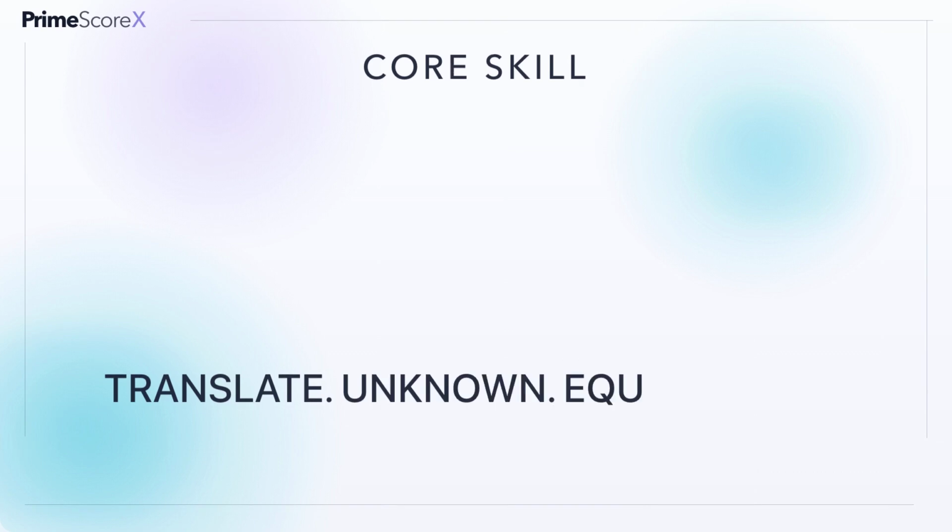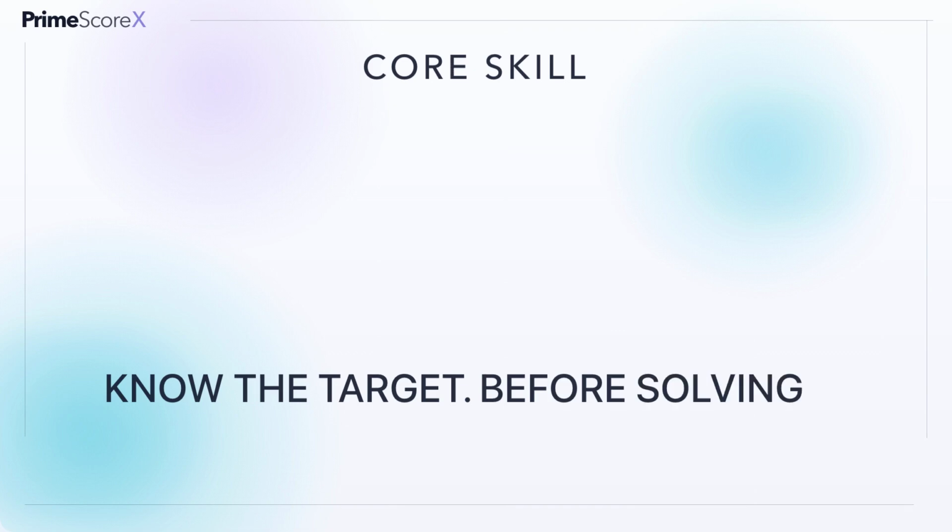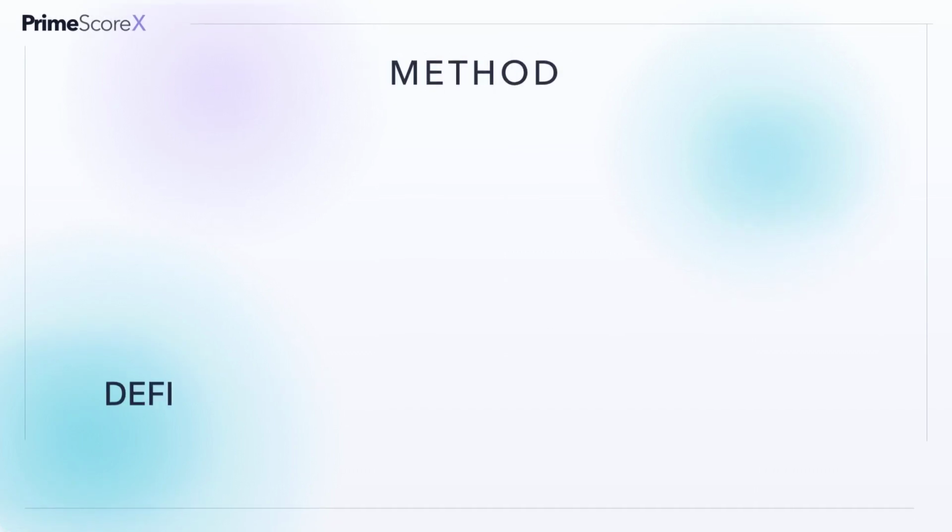For this lesson, keep 4 ideas active: translate, unknown, equation, and solve. These are the signals that tell you what kind of math the question is testing. When you can name the skill, you can stop guessing and start selecting the correct method. The first decision is always the target. Before you write an equation, use a calculator or apply a formula, ask what the question wants as the final answer. This small habit prevents one of the most common TEAS math mistakes: doing correct work for the wrong value.